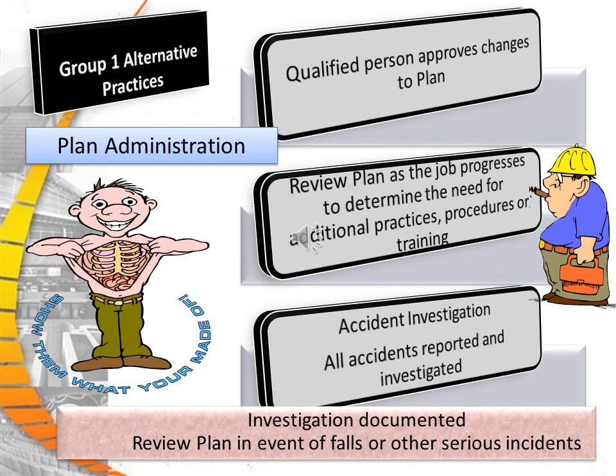Alternative procedures for Group 1 plan administration. A qualified person approves changes to the plan by reviewing the plan as the job progresses to determine the need for additional practices, procedures, or training.